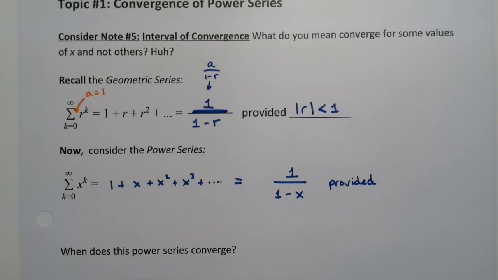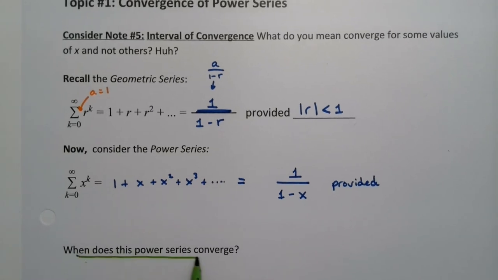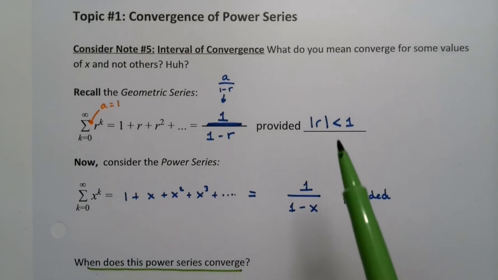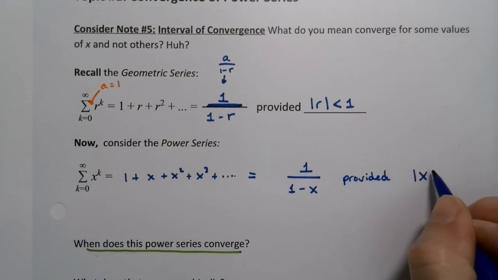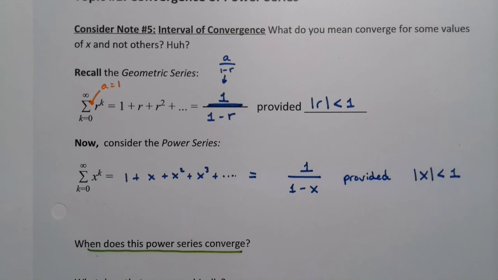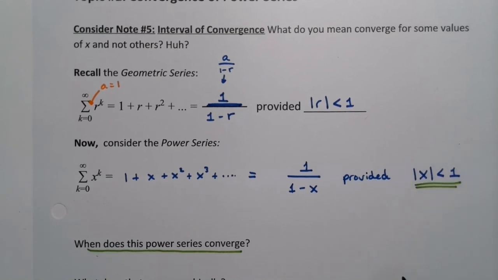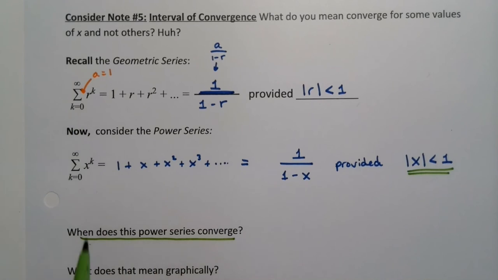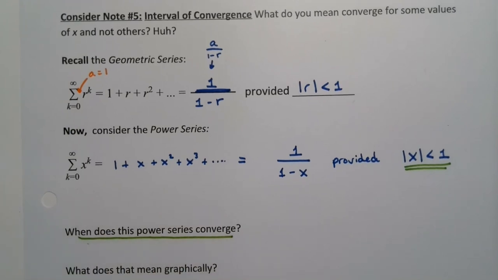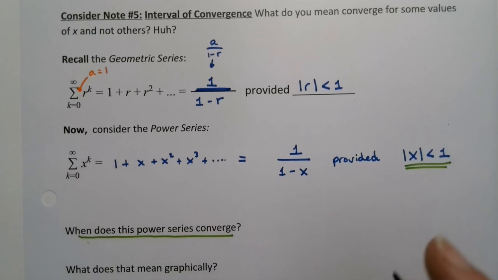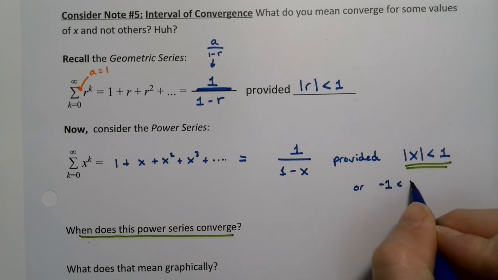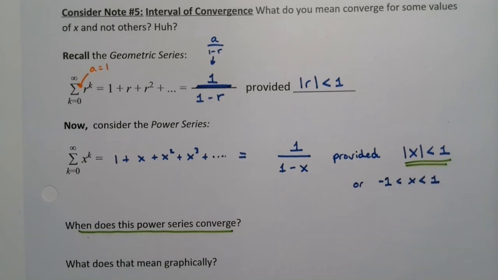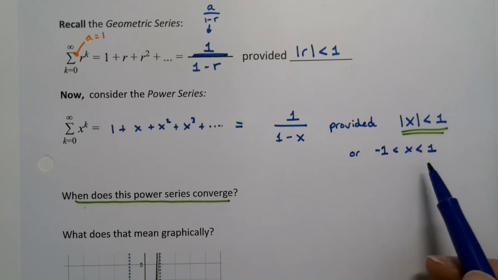So what needs to happen? Well, the geometric series converges when the absolute value of r is less than 1. So for us, we would need the absolute value of x to be less than 1. That needs to be the case, because if that's the case, then these two series are one and the same. Or related, let's just put it that way, strongly related. In other words, -1 is less than x, which is less than 1. That's one and the same.